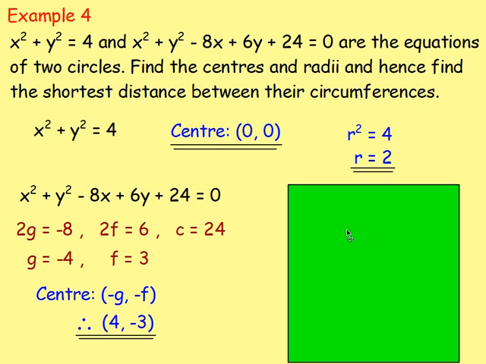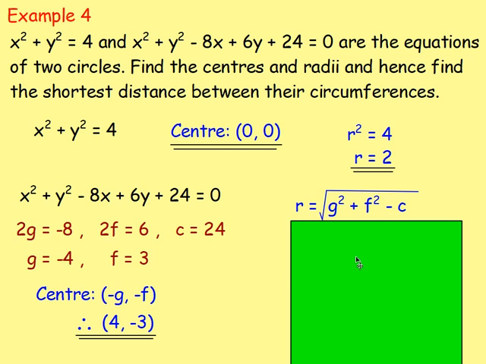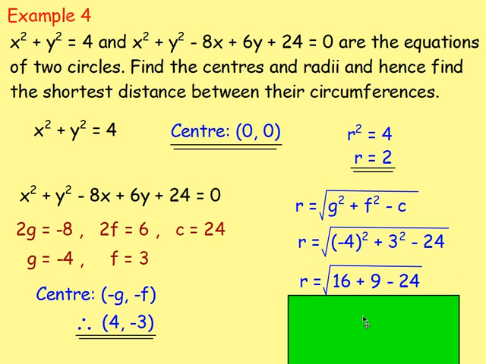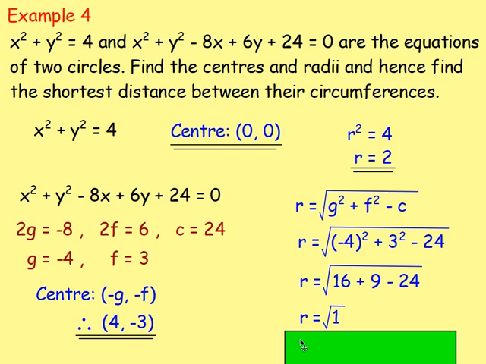The next circle, you're thinking, right, well, this radius, it's not as simple as r² is 4. For this one, we have to use the formula, the square root of g² plus f² minus c. Subbing in the values then of g, f, and c. Remember, g is -4, so it's the square root of (-4)², plus 3², take away this 24. Work that out and you get the square root of 16 plus 9 take away 24, which is the square root of 1, which is just going to be 1. So we know the radius of the second circle is going to be 1.